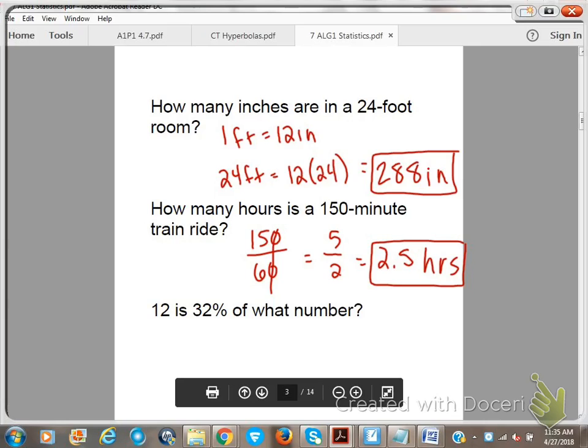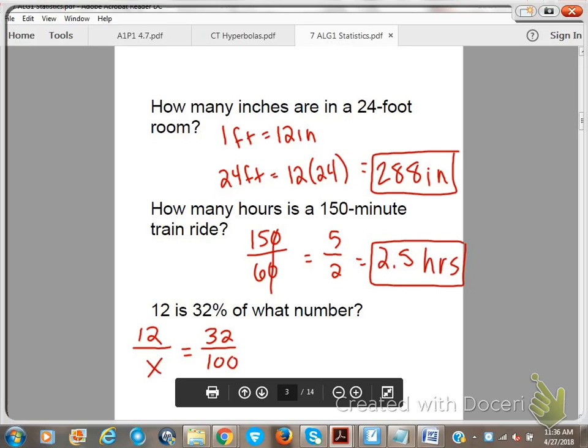32% can be written what way? 0.32. Also, it can be written as a fraction: 32 over 100. Okay, 32% is the same thing as saying 32 over 100. Is means equal, so we'll put an equal sign there. 12 is 32% of what number? So you'd put 12 here. We're searching for a number. If we don't know what it is, what do we call it? X. Okay. You can always set up a percentage problem this way.